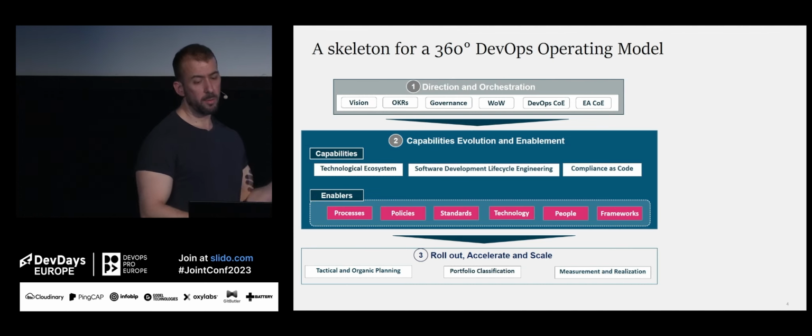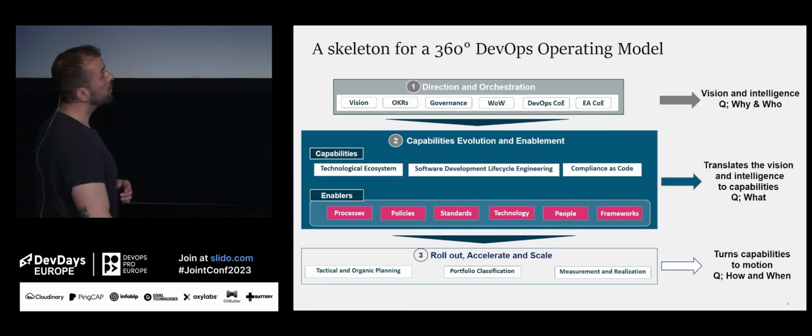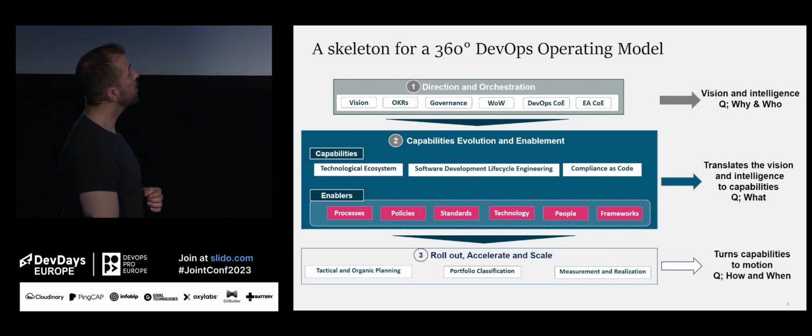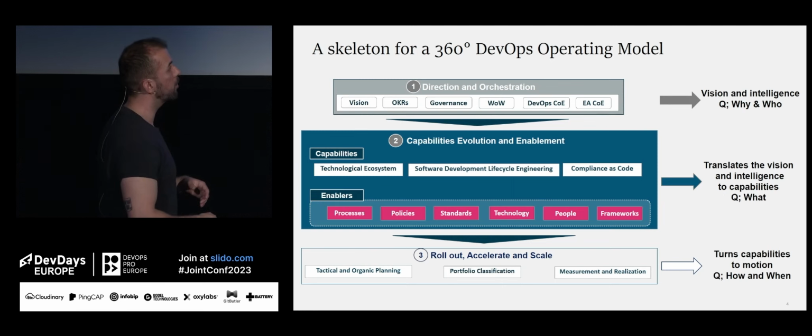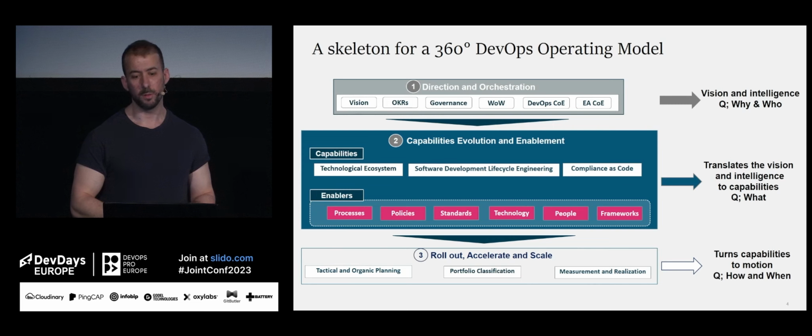So a little bit of thoughts of why I break into these 3. You need to say why you're doing it and who is doing it to begin with. And then basically once you have done that, you need to translate the vision from up here into capability. So basically what are you going to do? Having those enabled, and of course it's not really that waterfall, but for the sake of the framework, you turn them into motion. So how do we do it and when do we do it?